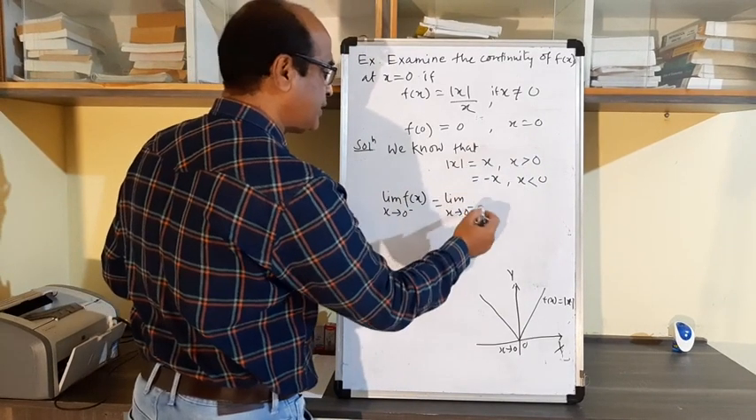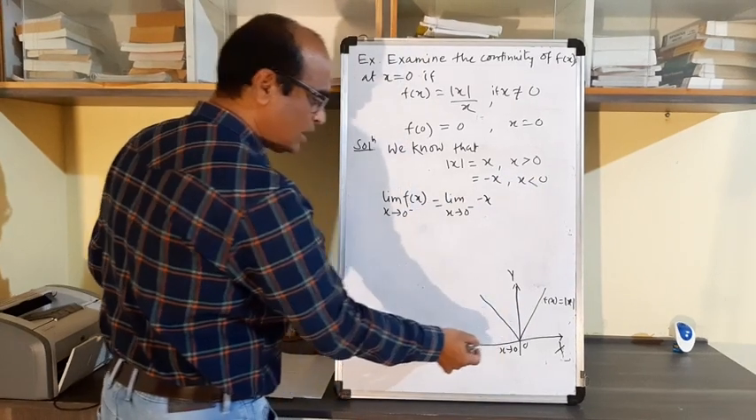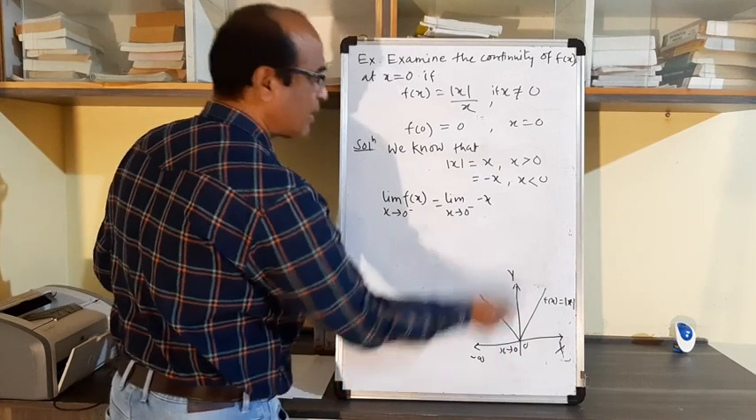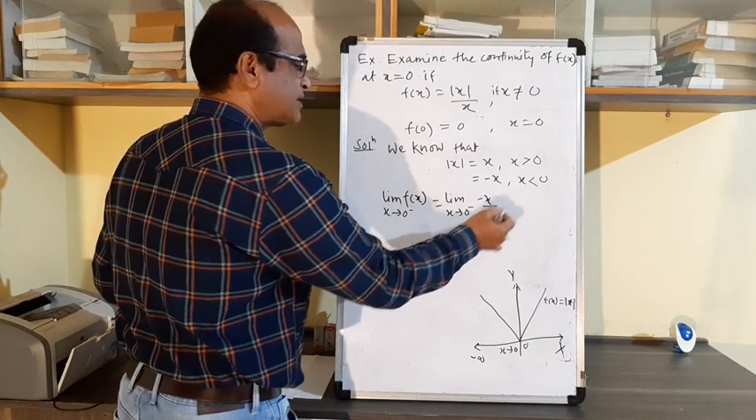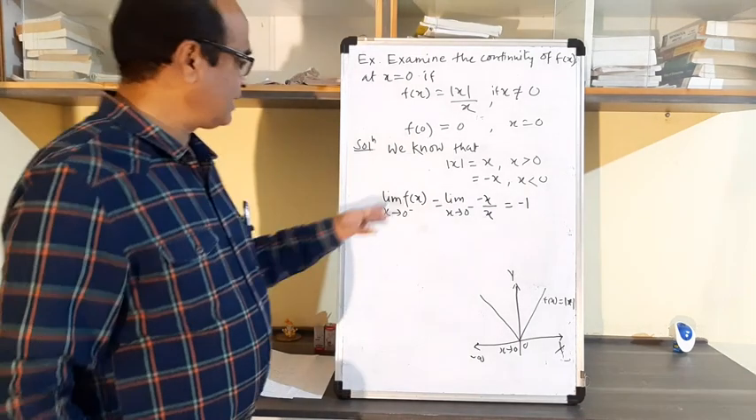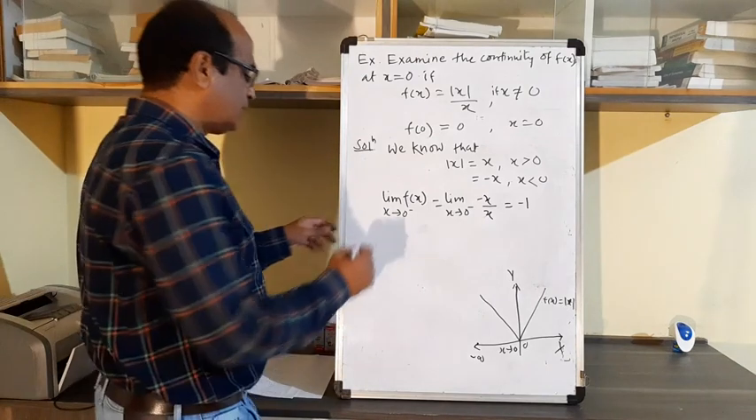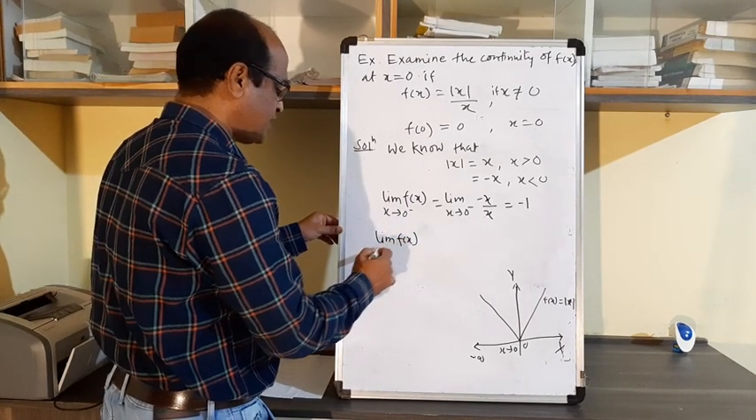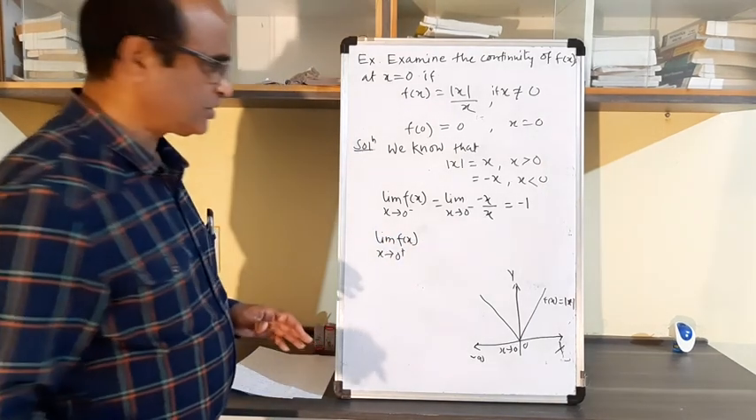When x is less than 0, mod x is minus x. All these values from 0 to minus infinity are negative values. So we take minus x divided by x, and minus x divided by x is minus 1. So this is the left hand limit of this function. Okay, so now we find the right hand limit: the limit of f(x) as x tends to 0 plus.